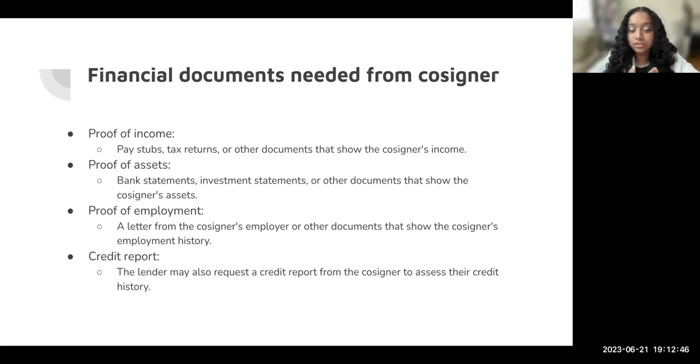And any other document that shows the cosigner's income, and other things that they could show as proof of assets. This needs to be in the form of bank statements, investment statements, or other documents. Proof of employment, again, a letter from an employer that the cosigner is working there, and so on. And their good employment history, like we were saying, long-standing employment history is important. Credit report: some of the lenders might actually ask for their credit report as well, to see if they're in good credit standing.